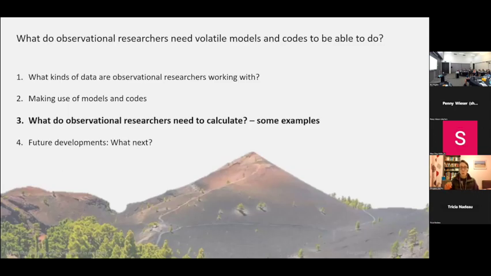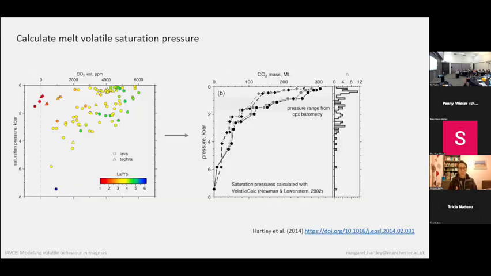So once you've got over the hurdle of actually installing and figuring out what the code does, what do we want to calculate? And I'm going to show you some examples. First one is the really obvious. Let's calculate some melt volatile saturation pressures. So these are some examples that I did in VolatileCalc. These are from the Laki eruption in Iceland.